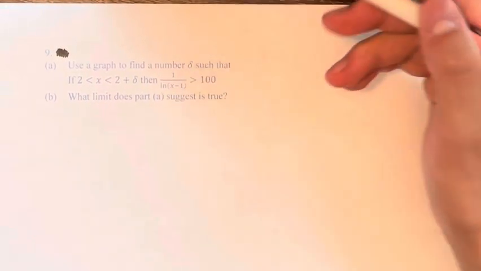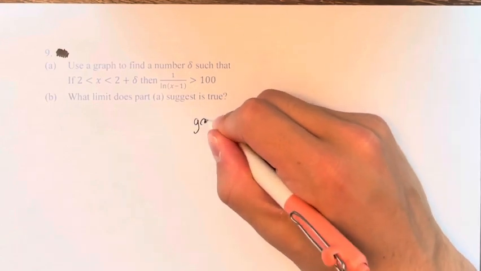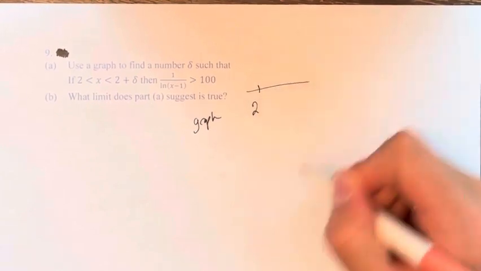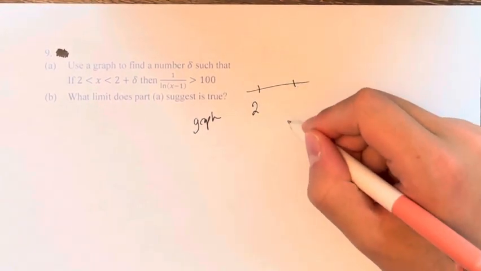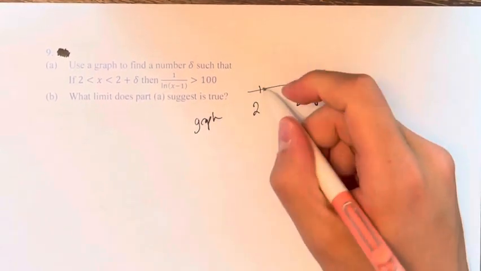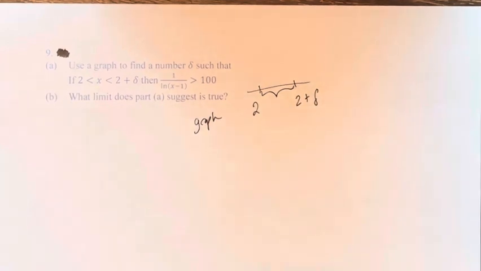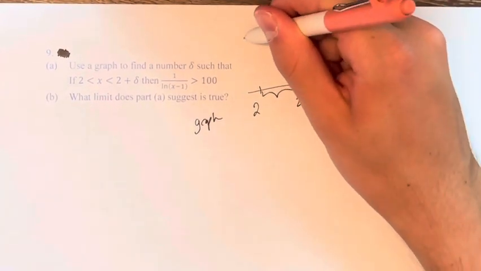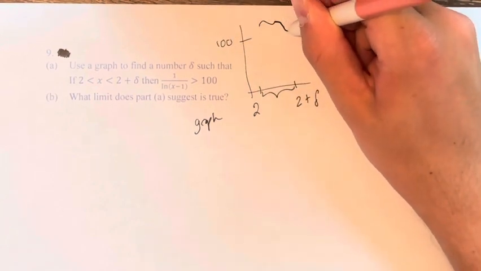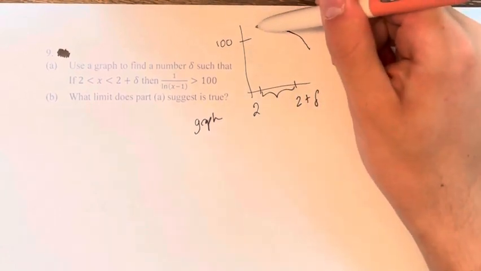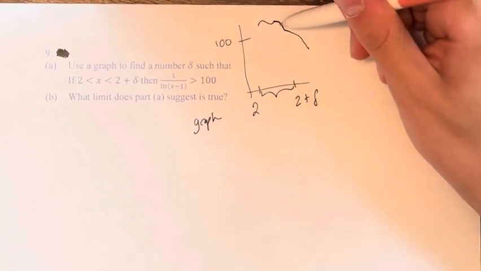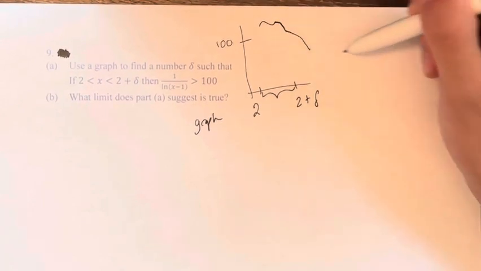Well, we have this function, and I'm going to plug it into a graph. And we're going to see that between x equals 2 and some value of 2 plus delta, so some distance delta, over this distance, the function is going to have values that are greater than 100. And then maybe after that, it's going to drop off and be less than 100. But inside this value, it's going to be greater than 100. So we just have to find how far we go before it leaves this range and drops below 100.